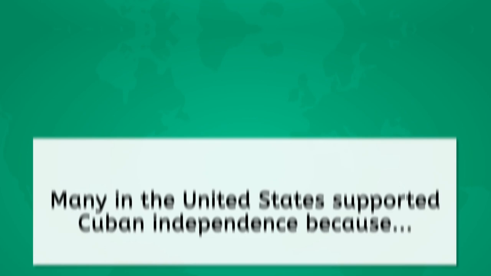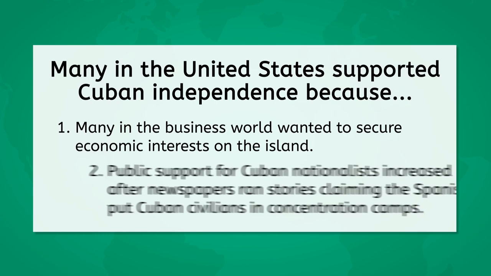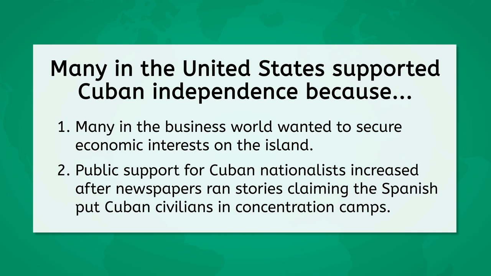In 1895, Cuban nationalists began to agitate for independence from Spain, putting American sugar profits at risk. Many people in the United States supported Cuban independence for a few reasons. First, many in the business world wanted to secure economic interests on the island by getting rid of Spain. Second, public support for Cuban nationalists increased after newspapers ran stories claiming the Spanish put Cuban civilians in concentration camps. These reports of brutal political oppression enraged average Americans who felt that the Spanish were violating the liberty of the Cuban people.